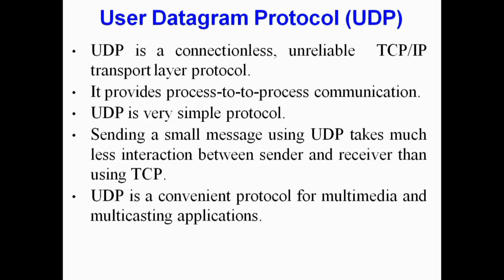So some introduction about User Datagram Protocol, UDP. UDP is a connectionless, unreliable TCP/IP transport layer protocol. Here they are using the terms connectionless and unreliable. What do you mean by connectionless here? Unlike TCP, UDP does not establish a connection before sending data. It just sends. Because of this, UDP is called connectionless. UDP packets are often called datagrams.